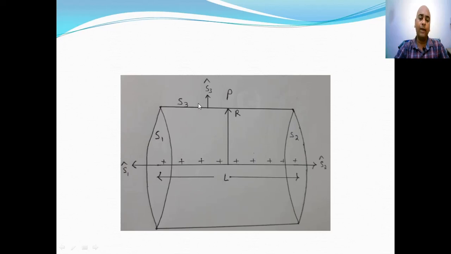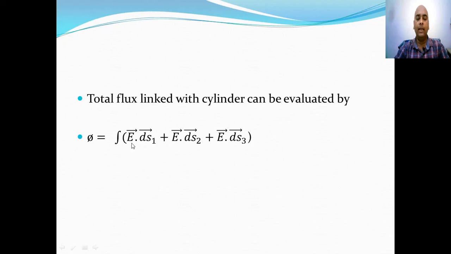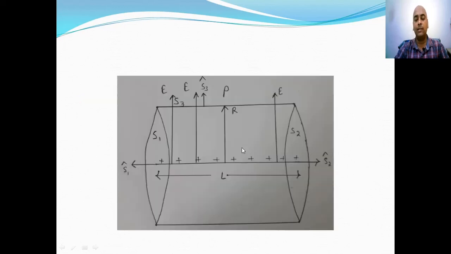So the total flux which is coming out of the cylinder can be evaluated by integrating the electrical field over surface S1, over surface S2 and over surface S3. That is, total flux which is coming out of the cylinder is evaluated by taking integration of E over surface S1, integration of E over surface S2 and integration of E over surface S3.